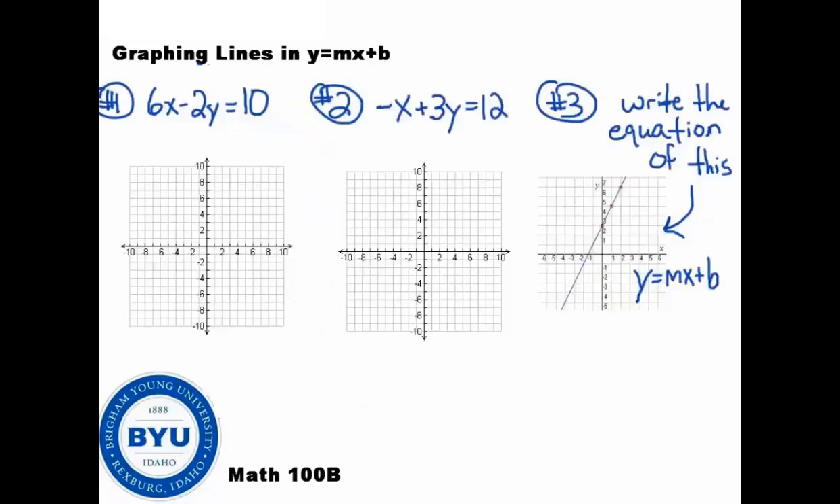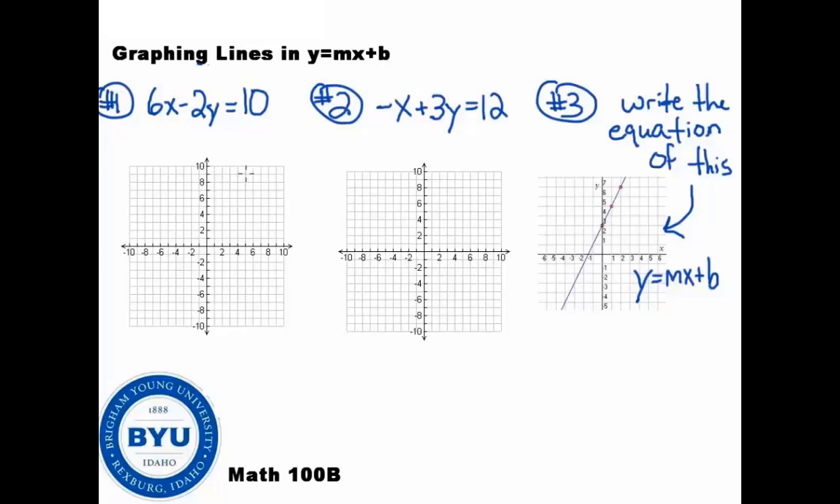Okay, so here are 3 more problems we'd like you to try. You're going to have to get them into y equals mx plus b form first, and then graph them. The first problem is 6x minus 2y equals 10. The second problem is negative x plus 3y equals 12. And on this third problem, I've given you a graph of a line. We'd like you to take that graph and use what you know about y-intercept and slope to write the equation in y equals mx plus b form. Okay, go ahead and pause the video, give these a shot, and let's see how you do.